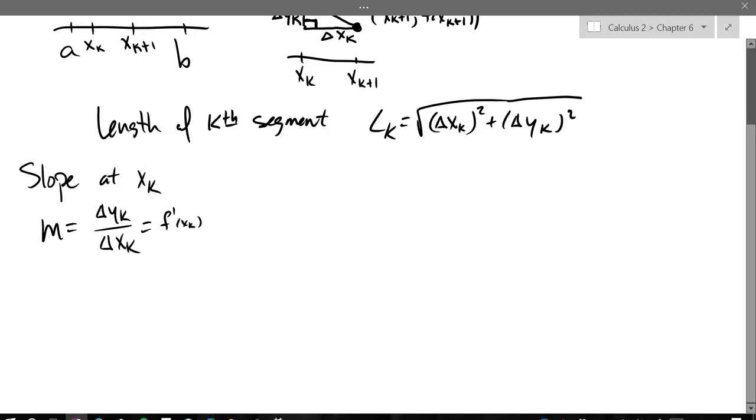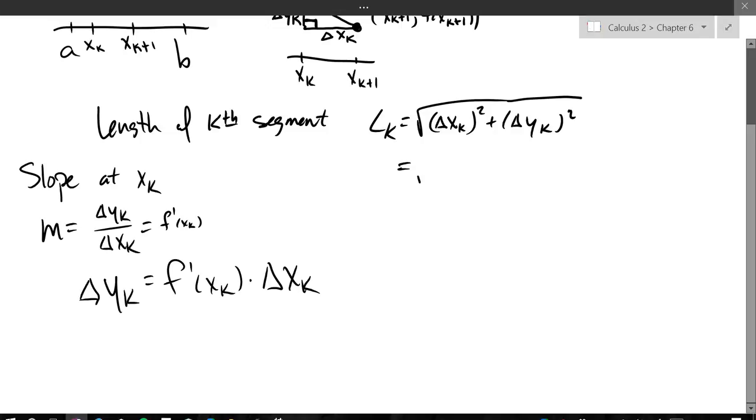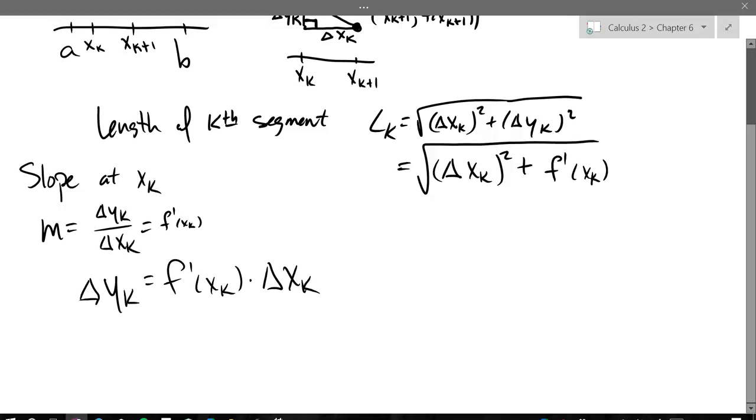All right, so using this, I'm going to multiply by delta xk. So we get delta yk equals f prime of xk times delta xk. So delta yk, how much y changes, is going to be the slope multiplied by the change in x. And now just filling that in: delta xk squared plus delta yk, I'm going to swap that out for f prime xk times delta xk, whole thing squared.